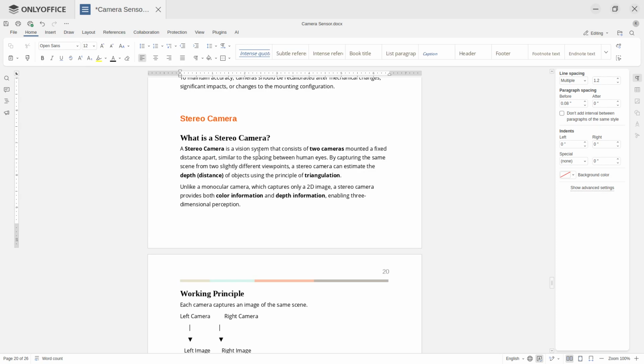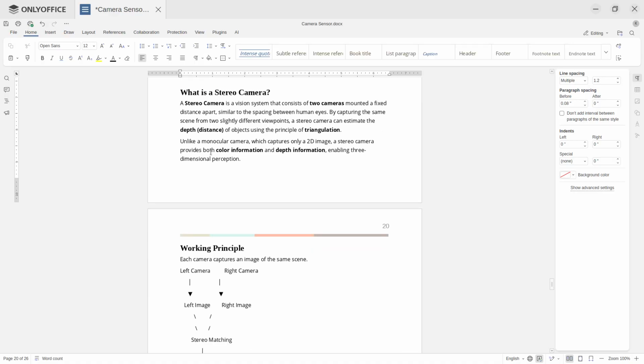Then stereo camera. What is a stereo camera? A stereo camera is a vision system that consists of two cameras mounted a fixed distance apart, similar to the spacing between human eyes. By capturing the same scene from two slightly different viewpoints, a stereo camera can estimate the depth of objects using the principle of triangulation. Unlike a monocular camera which captures only a 2D image, a stereo camera provides both color information and depth information, enabling three-dimensional perception. This is very important.